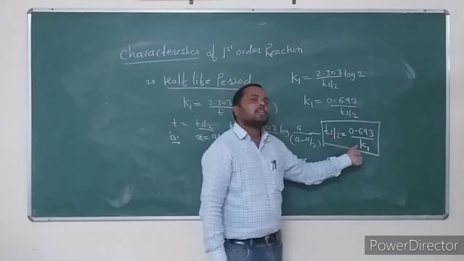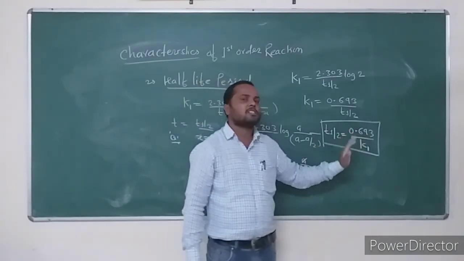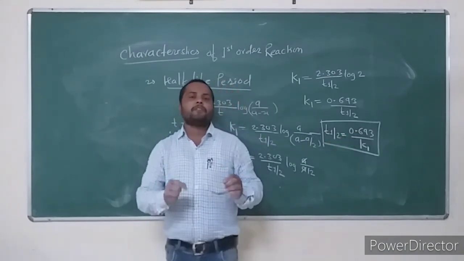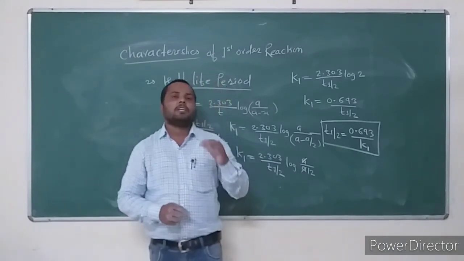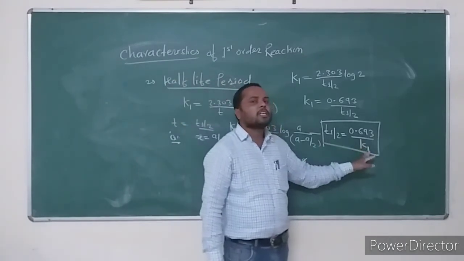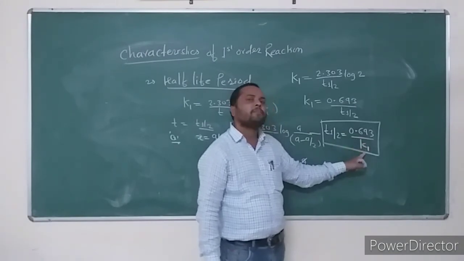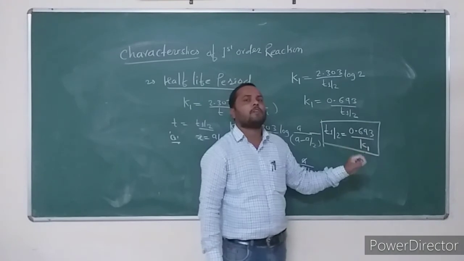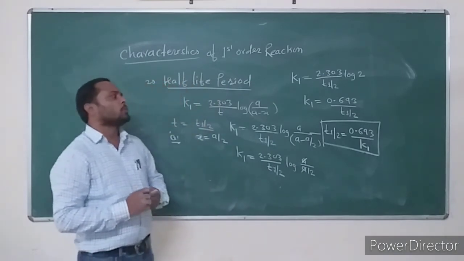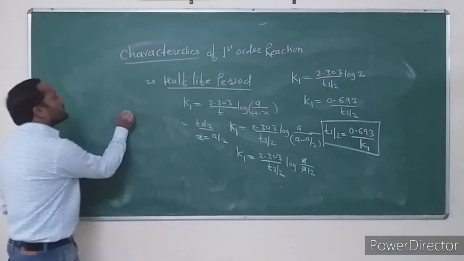The half-life period is inversely proportional to the rate constant. There is no concentration term involved. The initial concentration term does not appear in the half-life period equation. This means the half-life period of first order reaction is independent of initial concentration and is inversely proportional to the rate constant. T half is equal to 0.693 divided by k1. This is the equation of half-life period for the first order reaction.